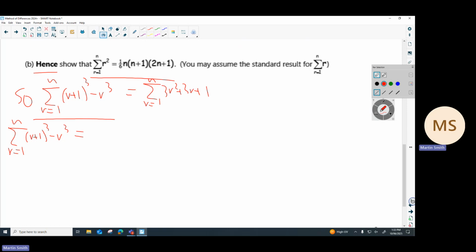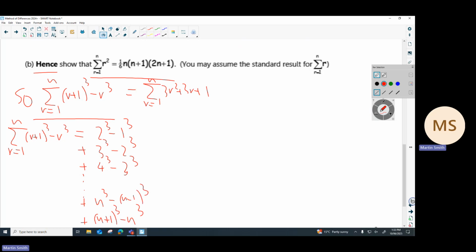Sub in r = 1, and you will get 2 cubed minus 1 cubed. Add, sub in r = 2, and you will get 3 cubed minus 2 cubed. Sub in r = 3, and you'll get 4 cubed minus 3 cubed. And you can see the cancellations can take place. Keep on going. If you sub in r = n, you will get (n+1) cubed minus n cubed. If you sub in r = n minus 1, you'll get n cubed minus (n−1) cubed.